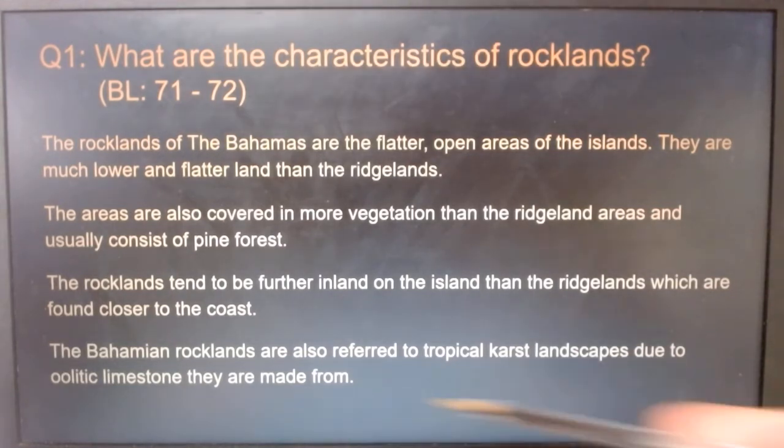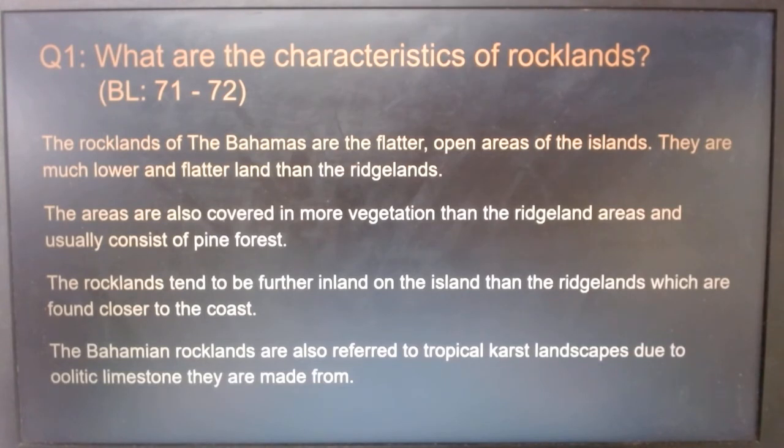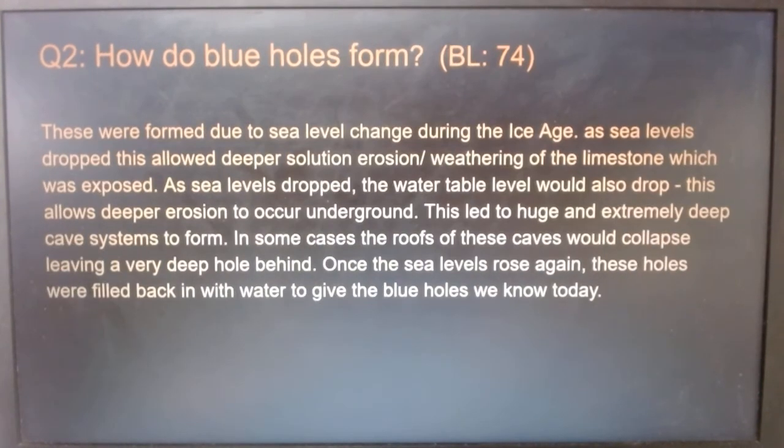The Bahamian rocklands are also referred to as tropical karst landscape due to the oolitic limestone they're made from. If an area is made from carboniferous limestone, it's called a karst landscape. But oolitic limestone, which forms mainly in tropical areas, we call tropical karst. So that's the characteristics of our rocklands.